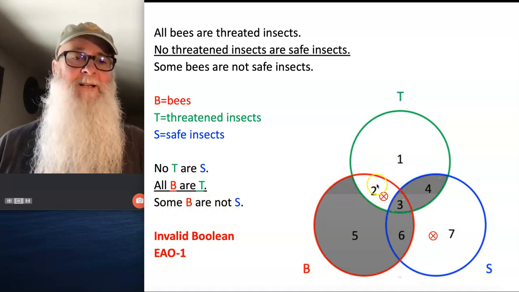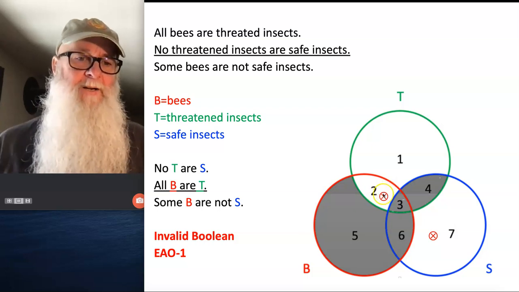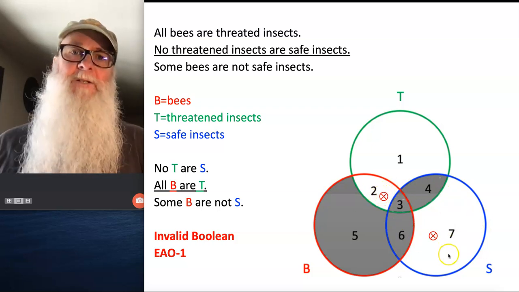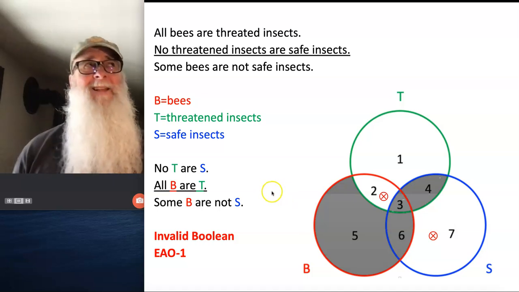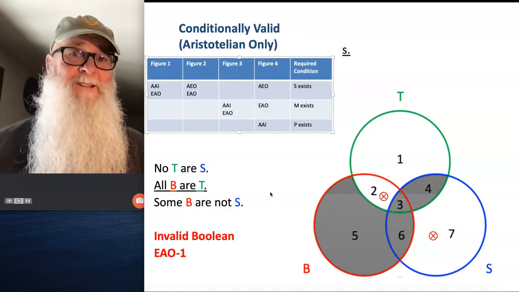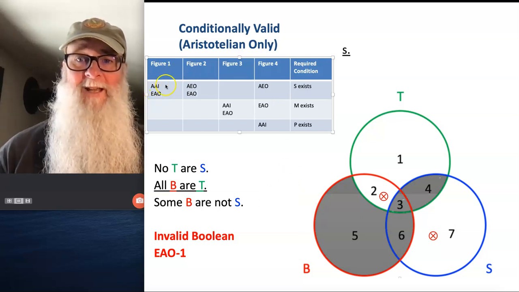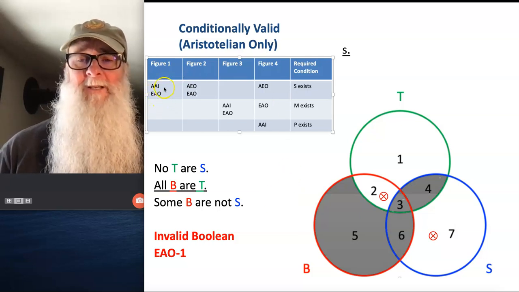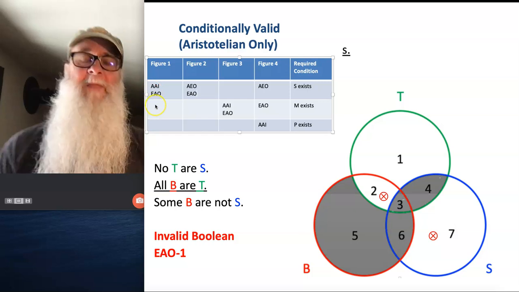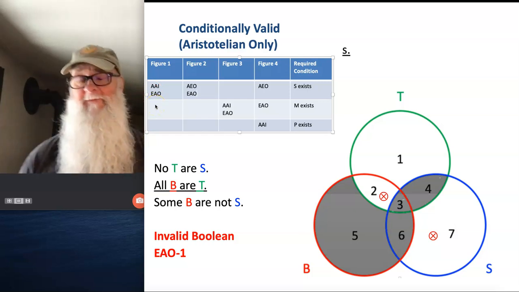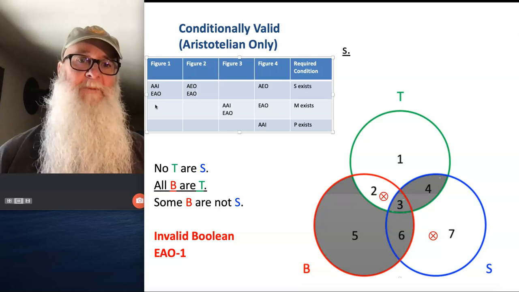That B would be right here. That B that's right here in area 2 is outside the S circle. It is not an S circle. And that tells us, I think this argument is conditionally valid from the Aristotelian standpoint. Let me check my inventory. Do I see EAO listed in the figure 1 column? And I do. That tells me that this argument is conditionally valid from the Aristotelian standpoint.